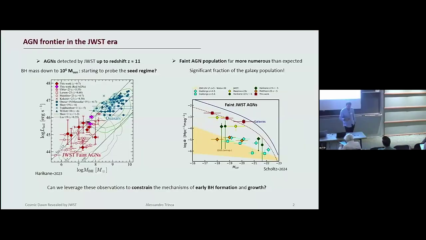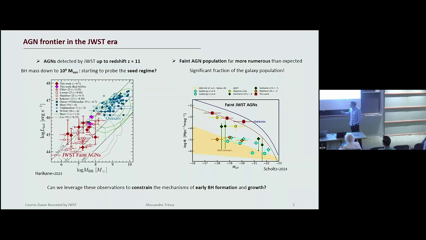Now, as we heard extensively today, JWST enabled us to explore an unprecedented range of properties for this high redshift population of AGNs in terms of black hole mass, AGN luminosities, and also redshift. And we're starting to probe a regime where this black hole might still carry some information about their evolutionary environment. And what we're observing is that basically these sources are much more abundant than what was considered before the advent of JWST. And they're basically even a significant fraction of the galaxy population.